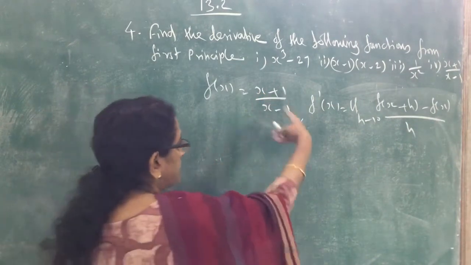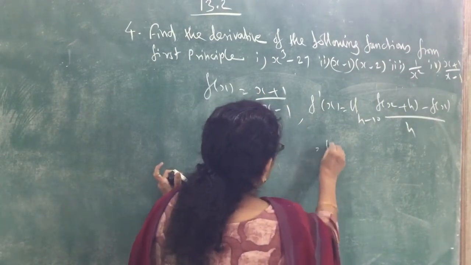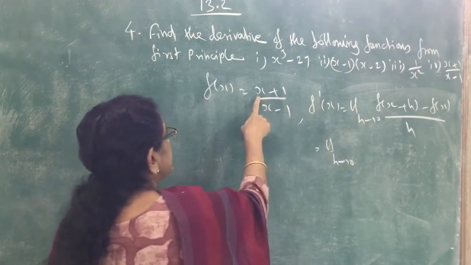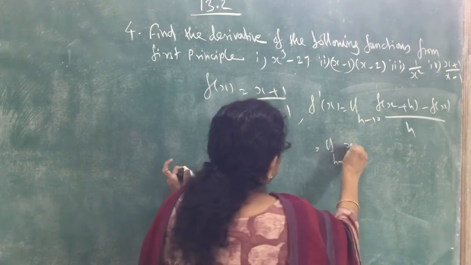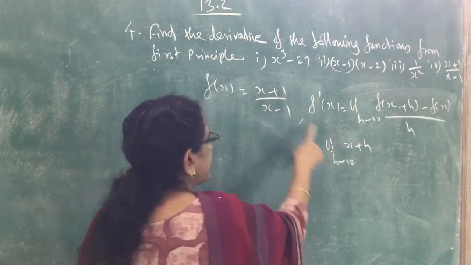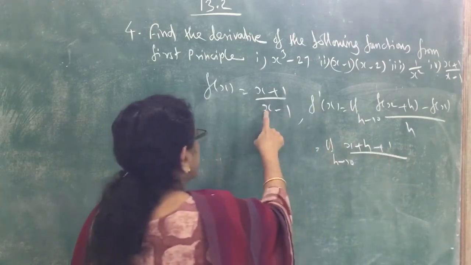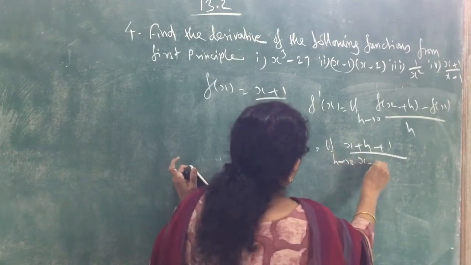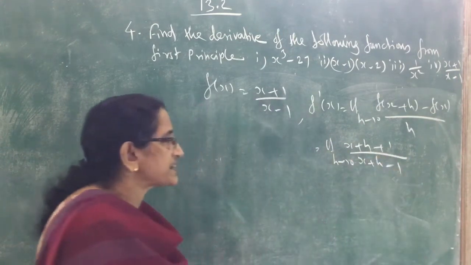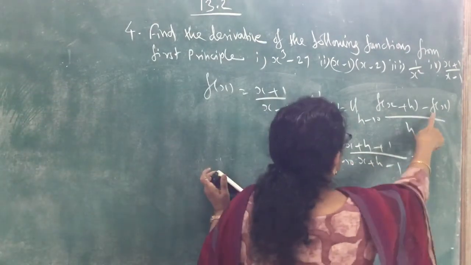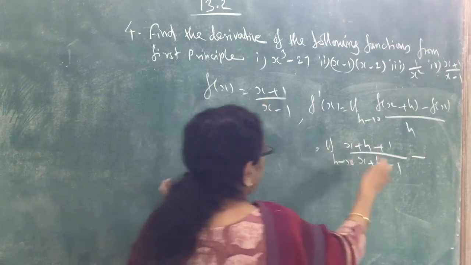So we can substitute: that is equal to limit h tends to 0 of f of x plus h, that is, in the place of x, write x plus h, so x plus h plus 1, divided by the denominator, in the place of x write x plus h, so x plus h minus 1, minus f of x. What is f of x? x plus 1 by x minus 1.